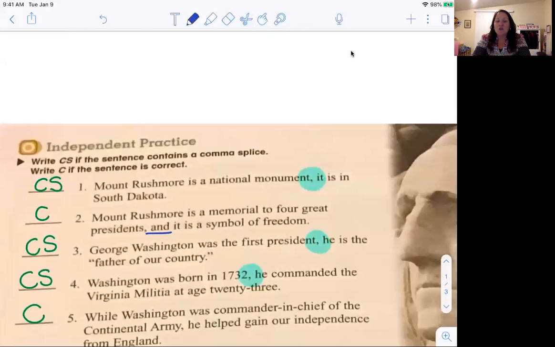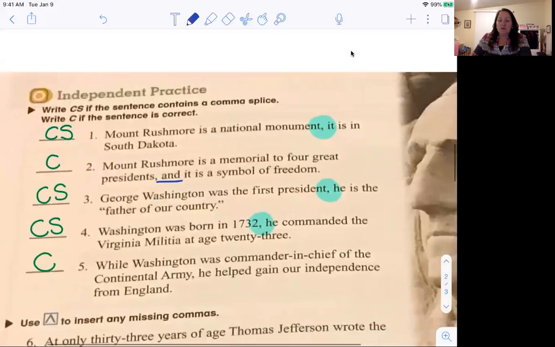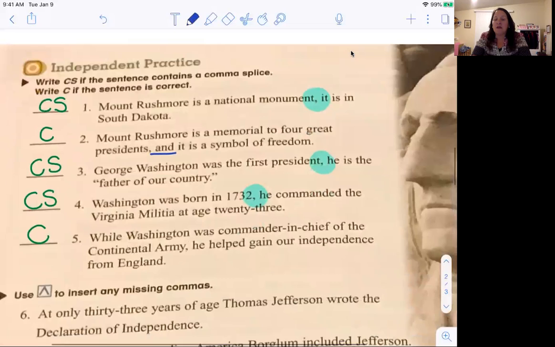Number 3, George Washington was the first president, comma, he is the father of our country. It's kind of like a run-on sentence, but a little comma put in there really quickly, right? So that is also a comma splice error. Number 4, Washington was born in 1732, comma, he commanded the Virginia militia at age 23.